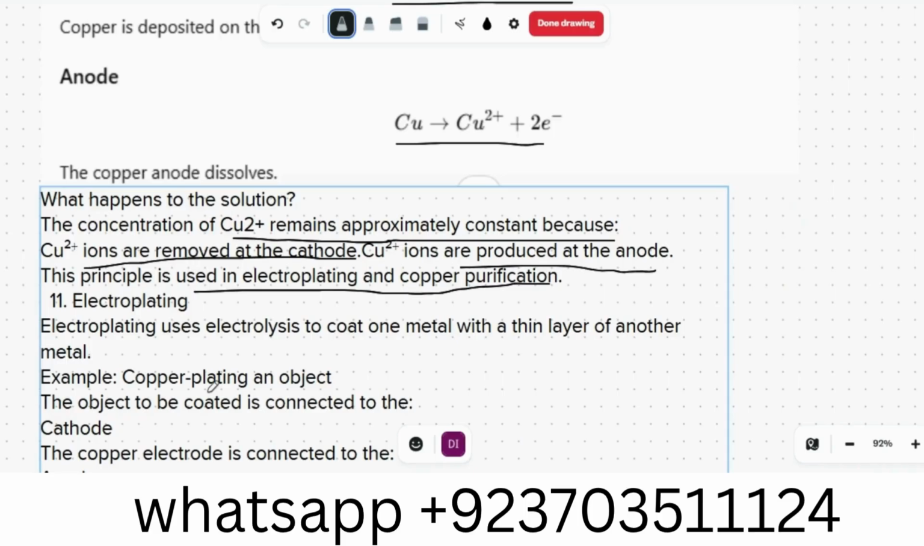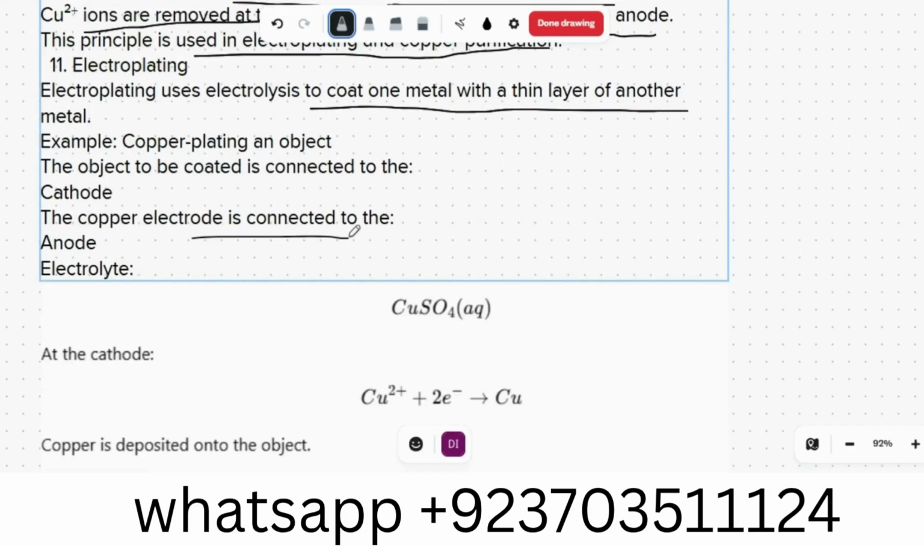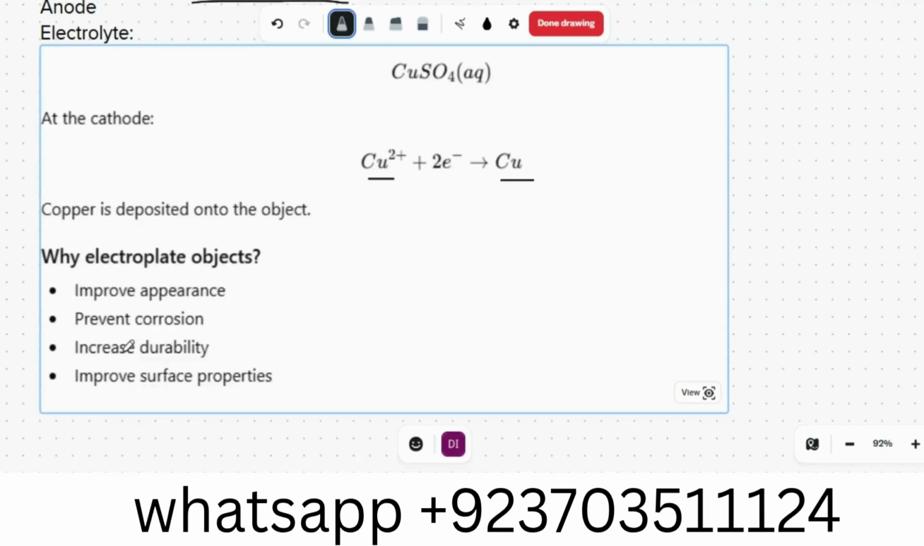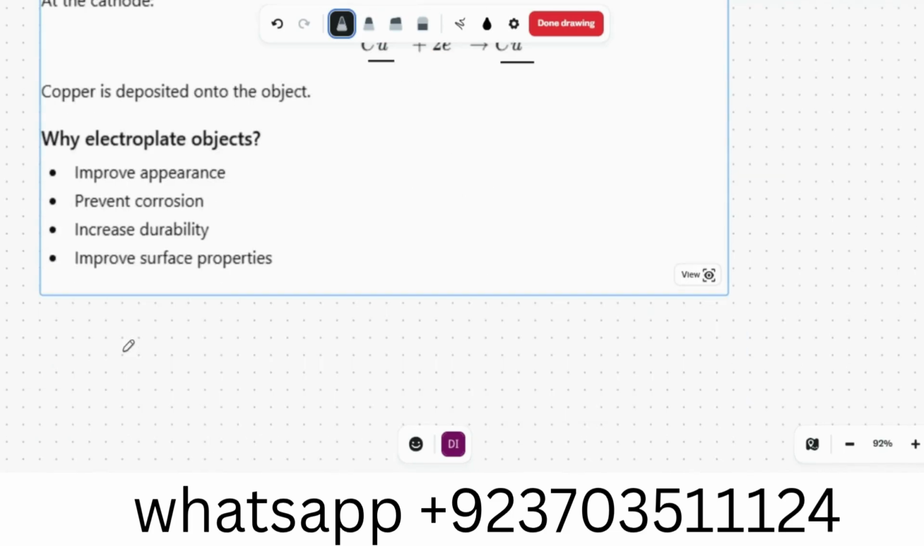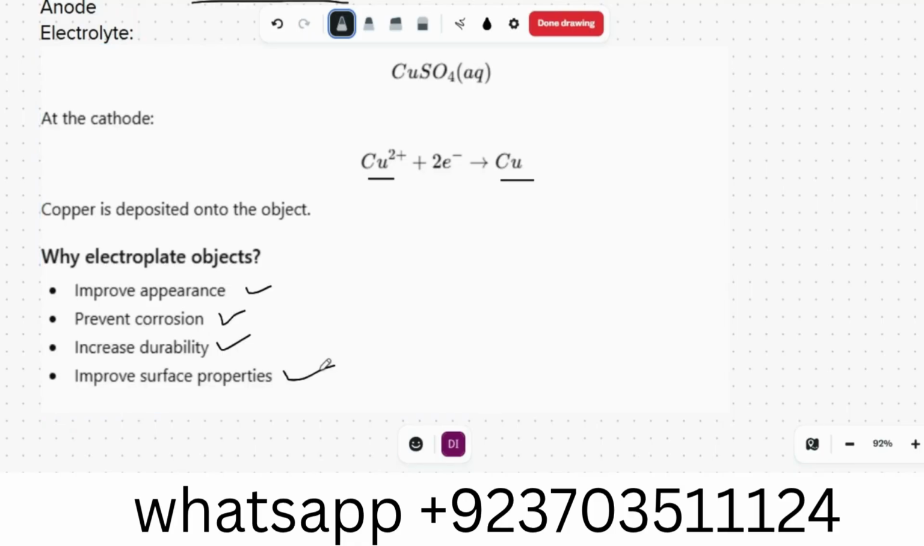Electroplating uses electrolysis to coat one metal with a thin layer of another metal. For example, for copper plating, the object is connected to the cathode and a copper electrode is used. With copper sulfate, Cu will be deposited on the cathode, and that will electroplate over the object. Why electroplate objects? Improve appearance, prevent corrosion, increase durability, improve surface properties.